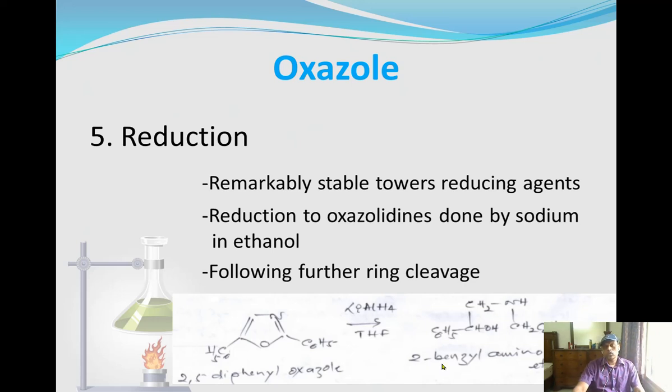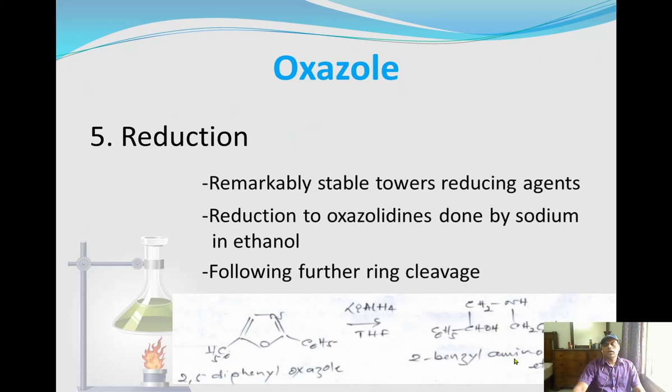It's going to be 2-benzylamino-1-phenyl ethanol. This is ethanol, as you can see here, CH2 CHOH. For ethanol, at position number 2 you have a benzyl group, C6H5, and on the other side, 1-phenyl ethanol amino.